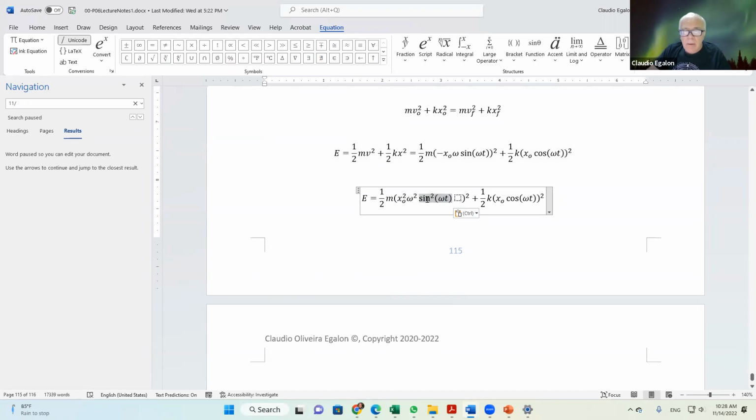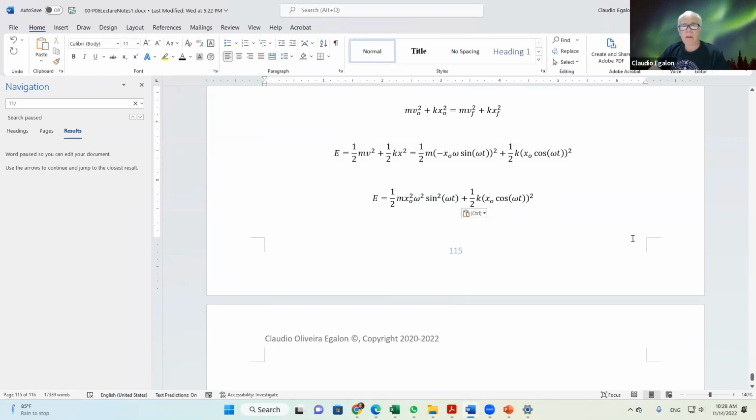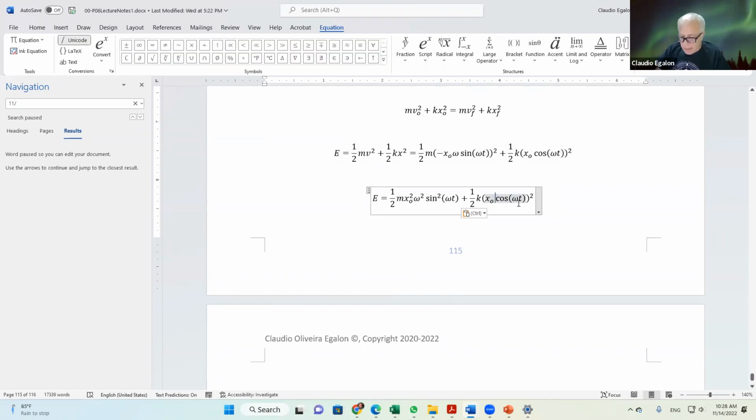I don't need that square anymore because I already have squared it, right? And I'm going to do the same here for this guy. Okay, let's just copy this one. I'm not going to mess with that and change the sine to cosine. Okay. Here you go.